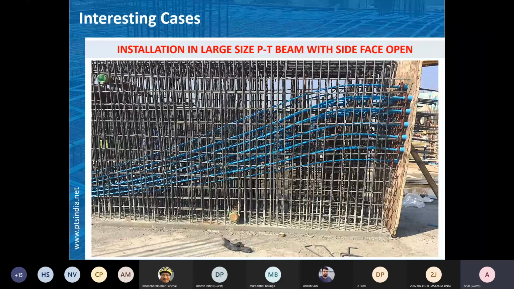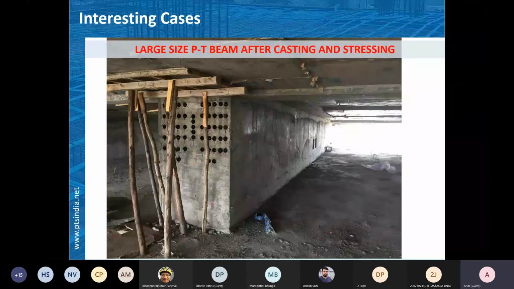Actually, this beam is a kind of I section, wherein the bottom flange is the floor itself, and the top part is to be poured afterwards. So this is a service floor actually. This beam is bridging both the floors. Now after casting and stressing, you can see both the floors, the top and bottom, and this is the bridge, and it is taking care of the floating columns.